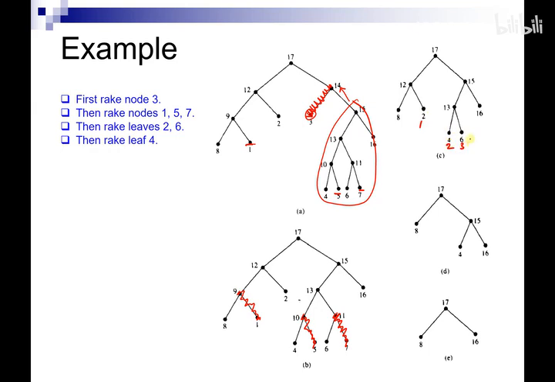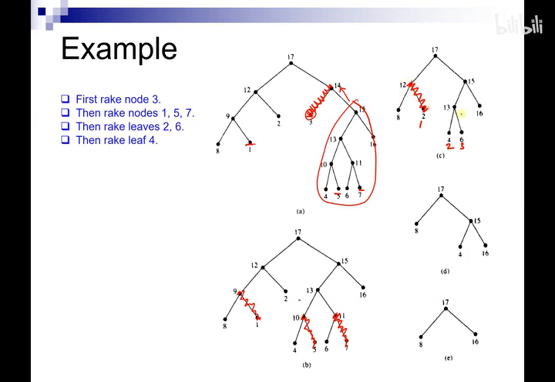Then we're going to run another round, and we're going to first of all take the odd-numbered leaves who are left children. But in this case, we don't have any odd-numbered leaves who are left children. So next, we're going to take the odd-numbered leaves who are right children. That's going to be 1 and 3 over here, and these used to be called 2 and 6. So we're going to rake them.